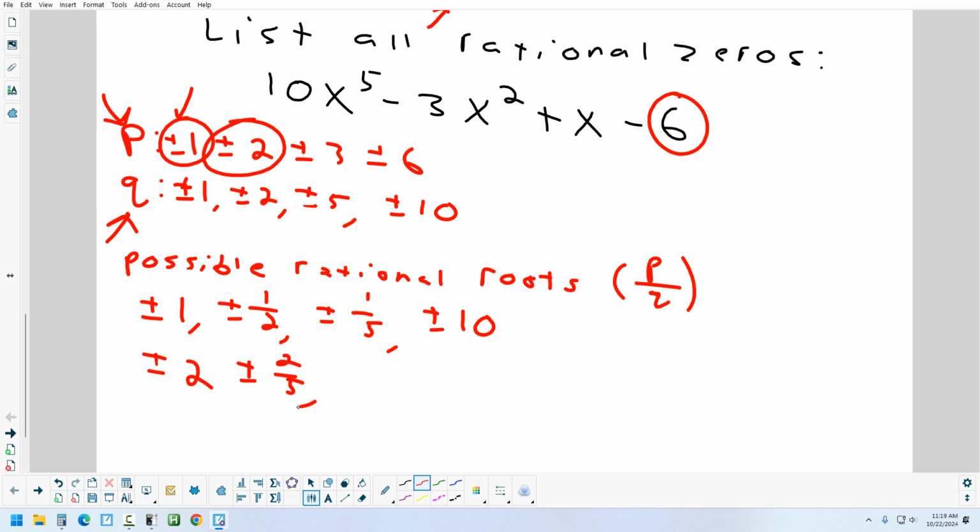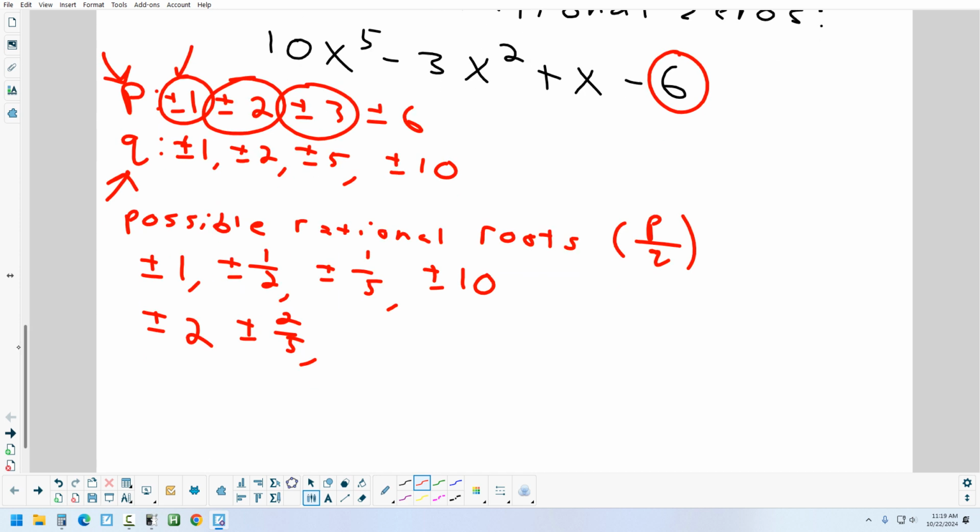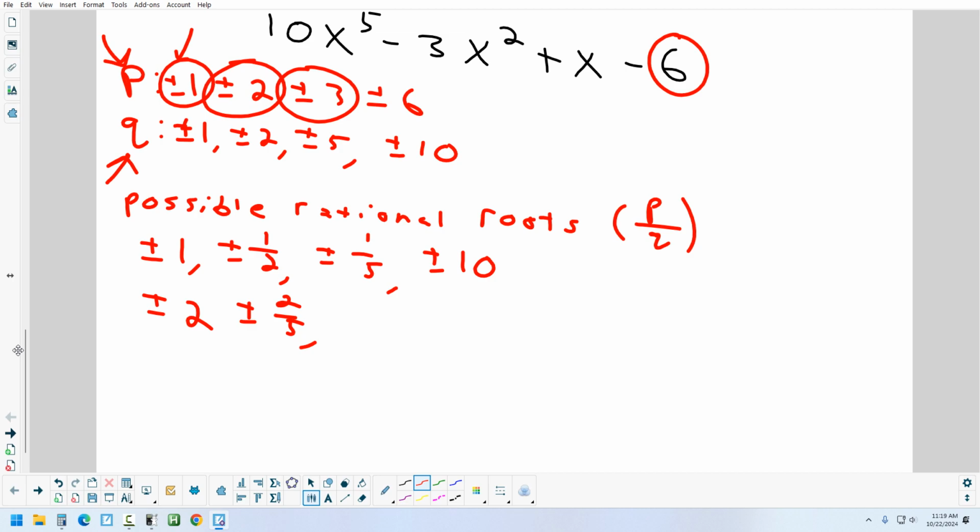2 over 10, which is 1/5, but we already have that one. Okay, so sometimes they repeat. Okay, now let's do it with the 3. What would be our first one with a 3 in the top? Just 3. 3 over 1. The next one? 3 halves.